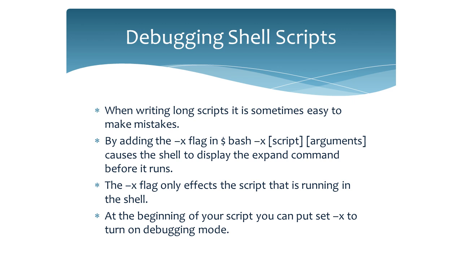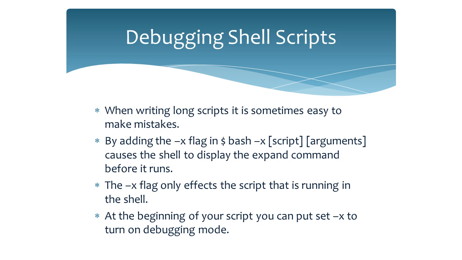At the beginning of your script, you can also put set -x to turn on debugging mode, and then use set +x to turn off debugging mode within the actual command line of the script, within the code of the script.